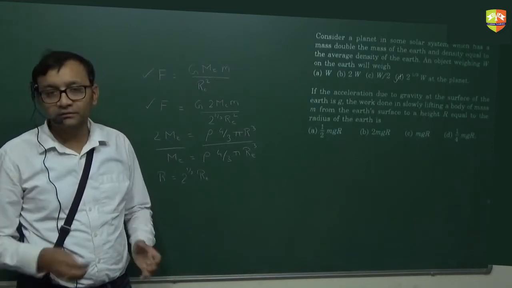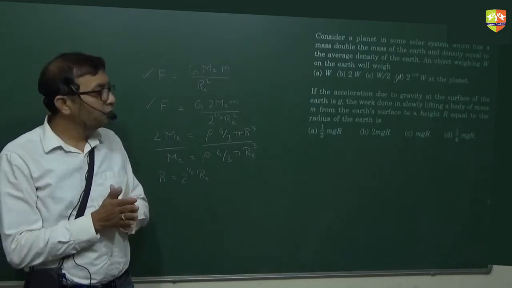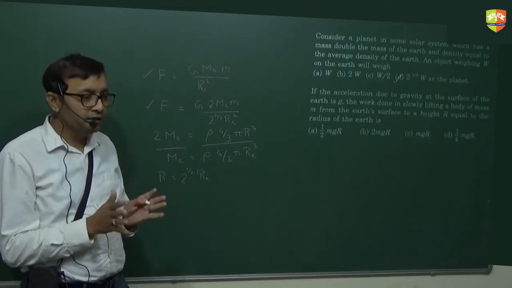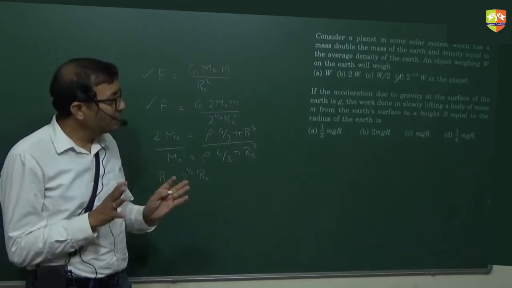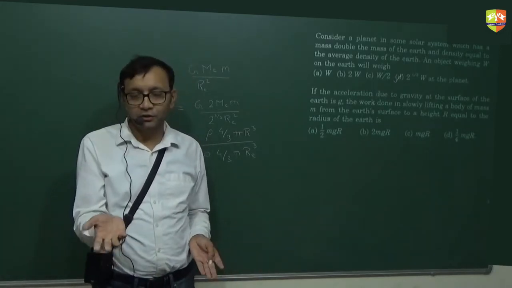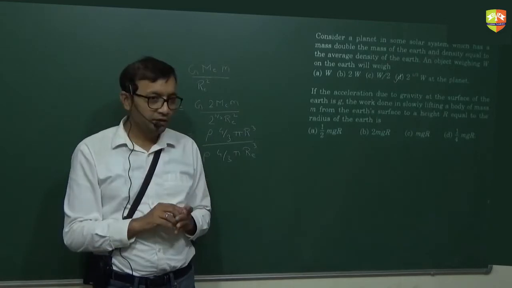This one? MgR by 2. Yeah. Others? How do you solve this? Work done equals change in potential. Work done is equal to change in mechanical energy. Kinetic energy doesn't change. Initial kinetic energy is 0, final kinetic energy also 0. Slowly you are bringing it there.